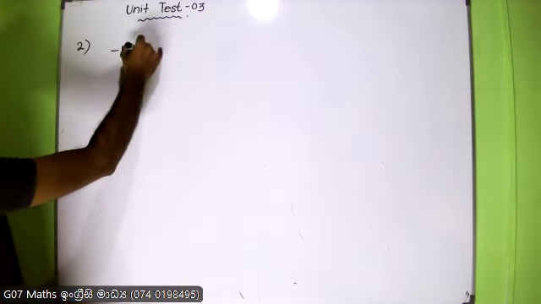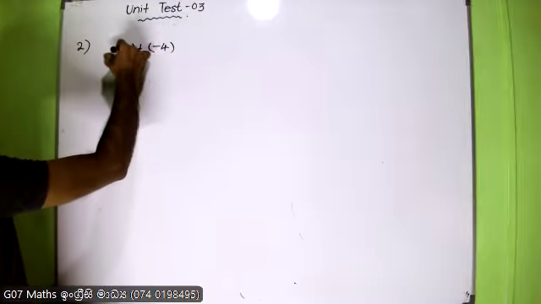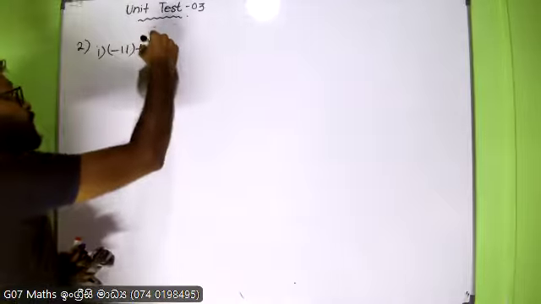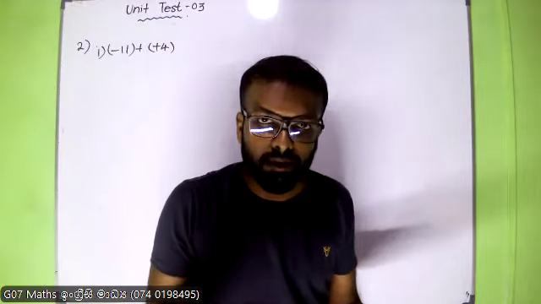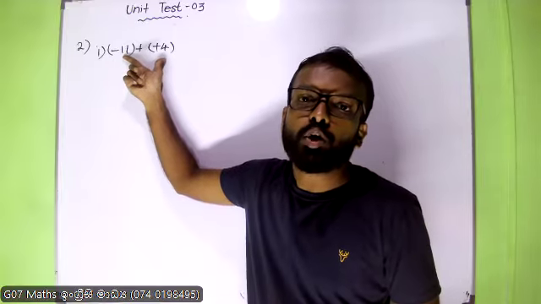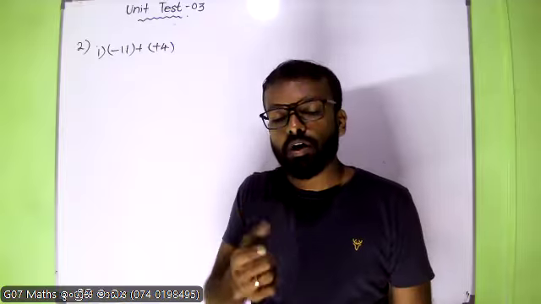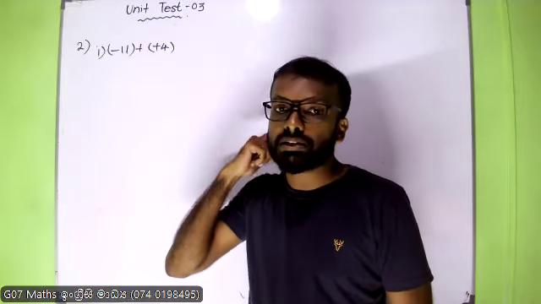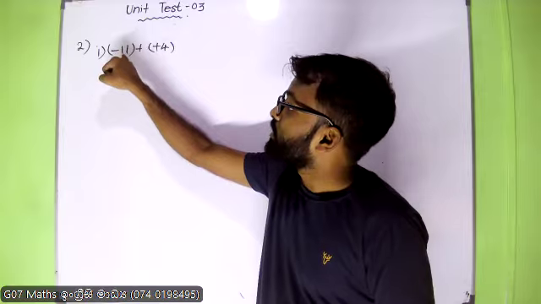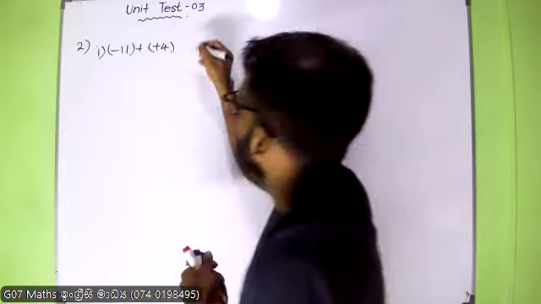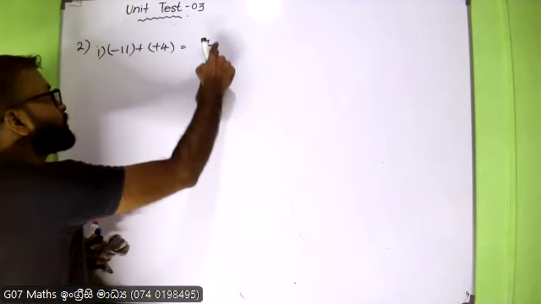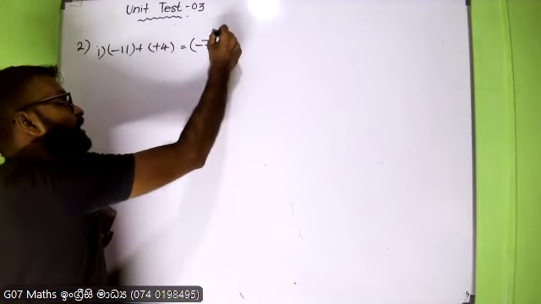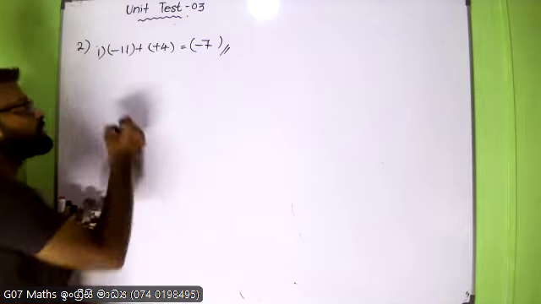Very easy, negative 11 plus positive 4. So two directed numbers, that means you have two different signs, negative and positive. So what you have to follow? Forget the signs. You have 11 and 4. Choose the biggest number, 11. Then get the subtraction. 11 minus 4 is 7. What is the biggest number? 11. What is the sign? Negative. So your answer is negative 7.